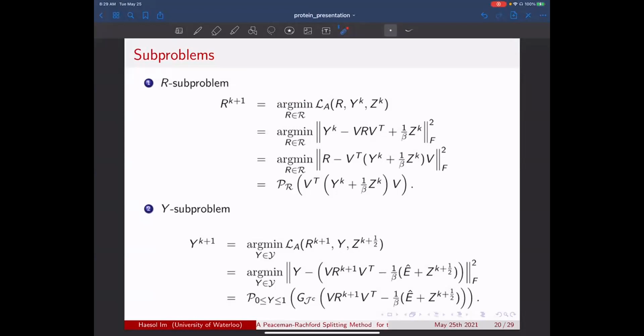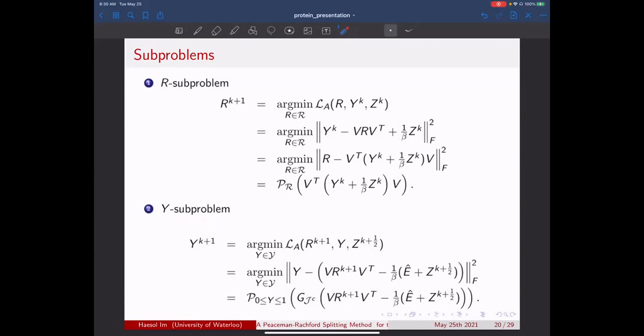For our R update, again, this is a copy paste from the previous slide. From this augmented Lagrangian, by adding and subtracting some constant, we can complete the square like this. And this third line is coming from the choice of V. We chose the matrix V to have orthonormal columns. So by the cyclicity property of the trace inner product, we can isolate this variable R. Then what we get is this projection. The most expensive operation is the eigenvalue decomposition, and that is the most expensive part of our algorithm.